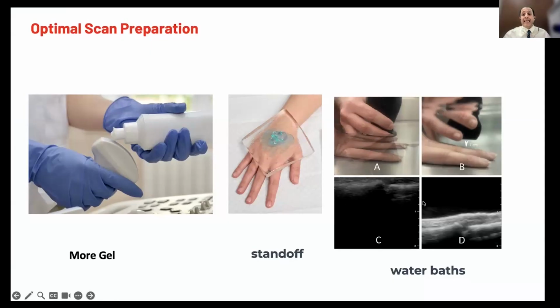Or if you want to scan very tiny structures like toes or fingers, you need to use a water bath. So we just need to hold the body part, the hand for example, or the foot, under the water and do the point of care ultrasound at a distance of 1 centimeter over the toe or finger, so we can have better images and we don't miss any abnormal finding.